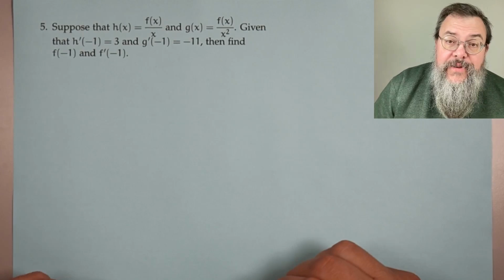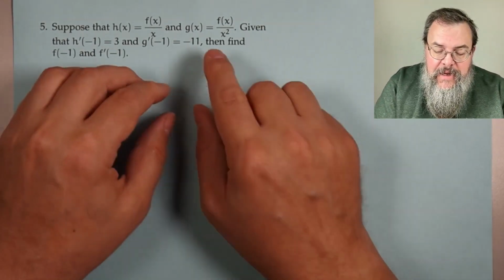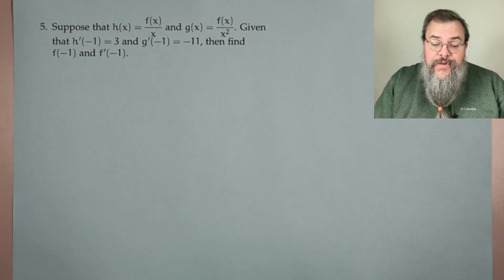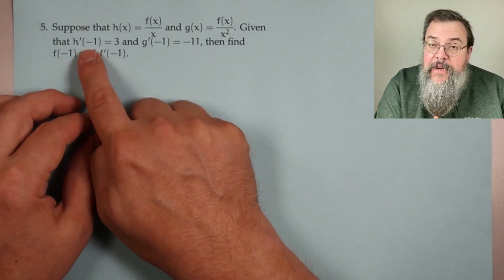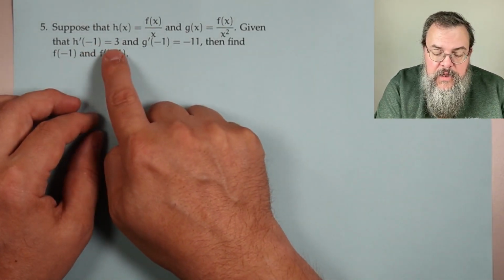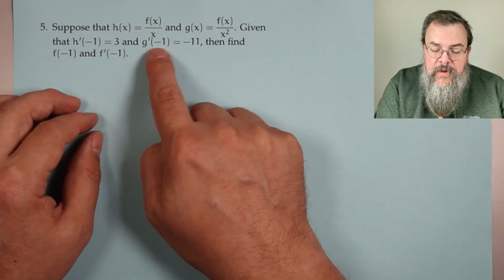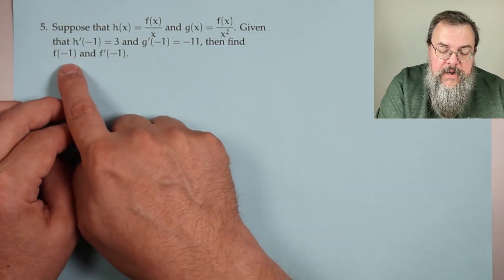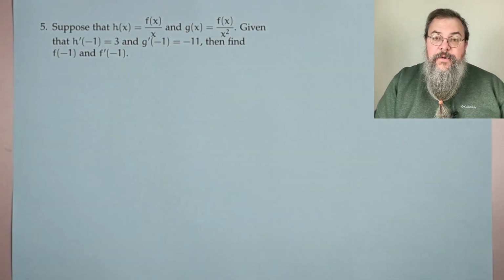Suppose that h of x is f of x over x, and g of x is f of x over x squared. And we're also given that h prime of negative 1 is positive 3, g prime of negative 1 is negative 11. And then we need to find f of negative 1 and f prime of negative 1.